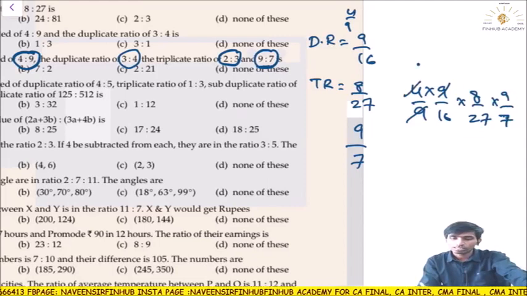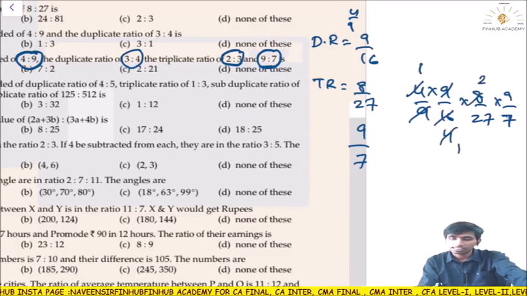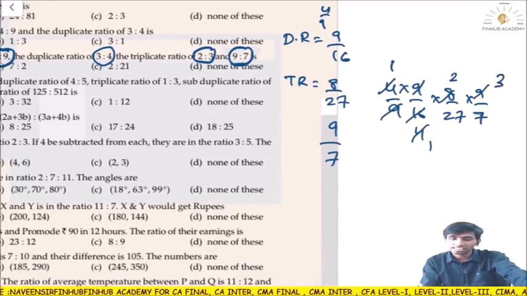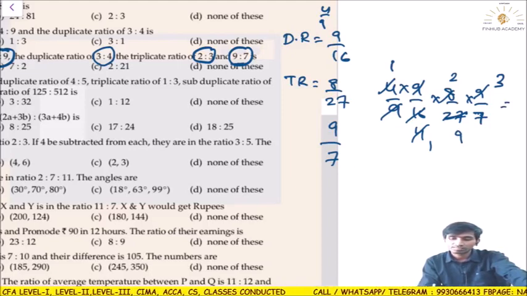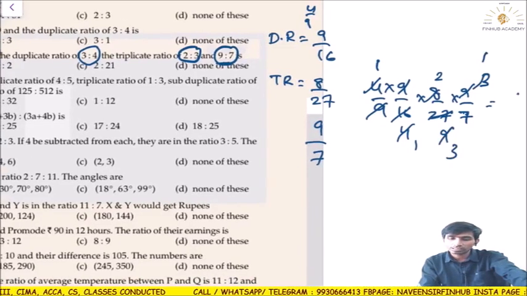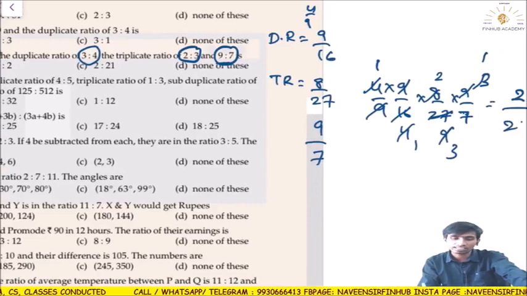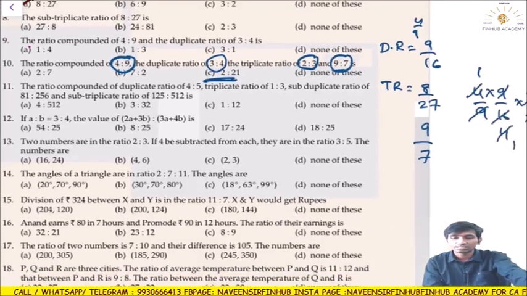Can I cancel anything out? 4 ones are 4, 4 twos are 8. 3 threes are 9, 3 nines are 27. Is there anything else I can cancel? Oh, I have made some mistake. 3 ones are 3, 3 threes are 9. So in the numerator 2 is there, and in the denominator 3 sevens are 21. So the answer is 2:21. Easy now? Understood? Copy this.